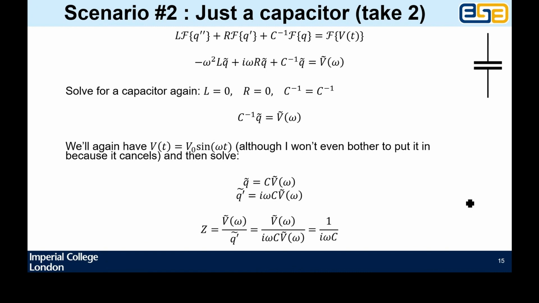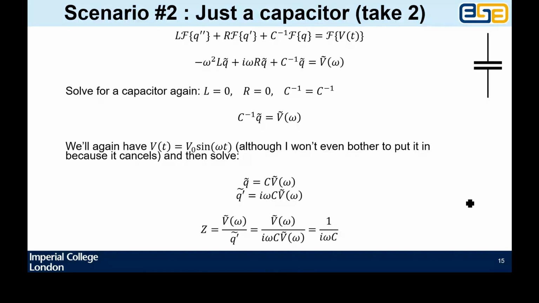Now we construct Z, where we say Z is V tilde over I tilde, which is Q prime tilde. So we've got V tilde on top. We've just found our Q prime tilde, which is our current that's been Fourier transformed, which is i omega C V tilde. The V tildes cancel, which is why I didn't bother Fourier transforming it. They were always going to cancel out. And you end up with this expression here, that the impedance of a capacitor is 1 over i omega C, which I'm guessing you have all probably seen before.